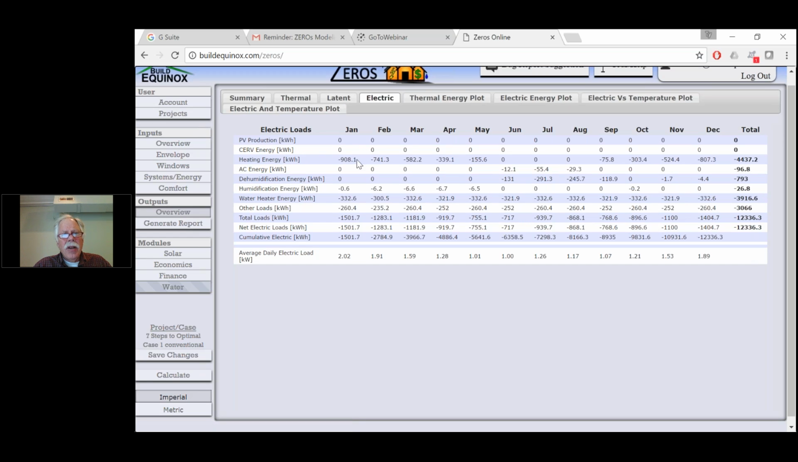In order to take all the thermal loads, and with the heat pump that we have assumed for this, with a seasonal performance factor of 10, these are what the heating loads look like. Here's what the cooling loads look like, and they're minimal in this case, and the dehumidification loads, and all these add up to what we have as a net electric load for each month of the year.